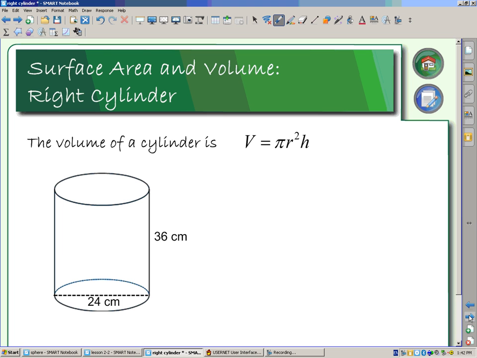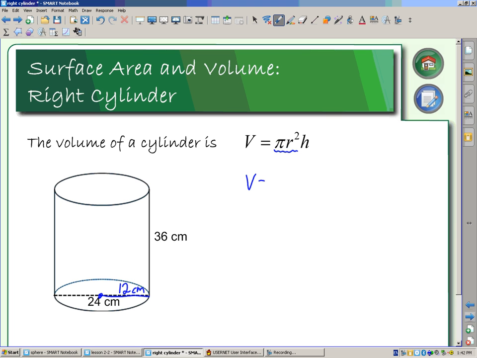Volume, it's also very straightforward. It's going to be the area of my base times the height. Right? Which is, when we're looking at a cube or a rectangular prism, that's exactly the same concept. The difference is the area of my base is a circle, so that's where the pi r squared is coming from. So in this particular question, I have the diameter, so I need the radius. So the radius is going to give me 12 centimeters.